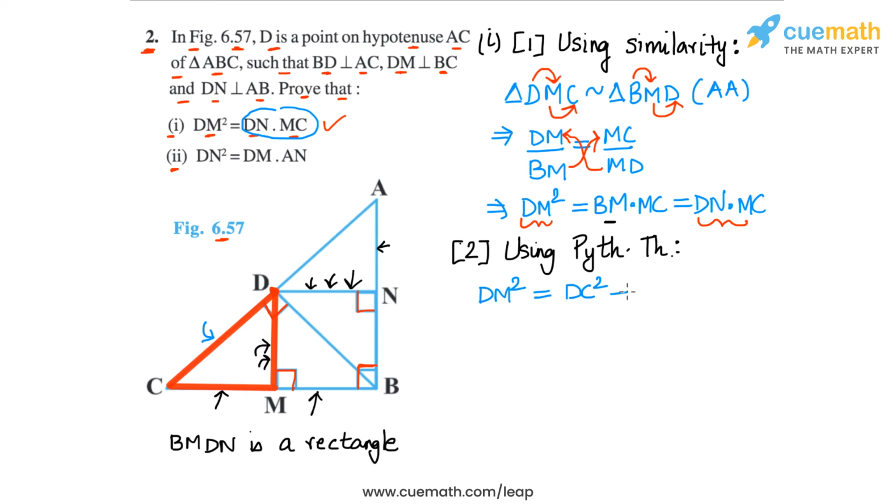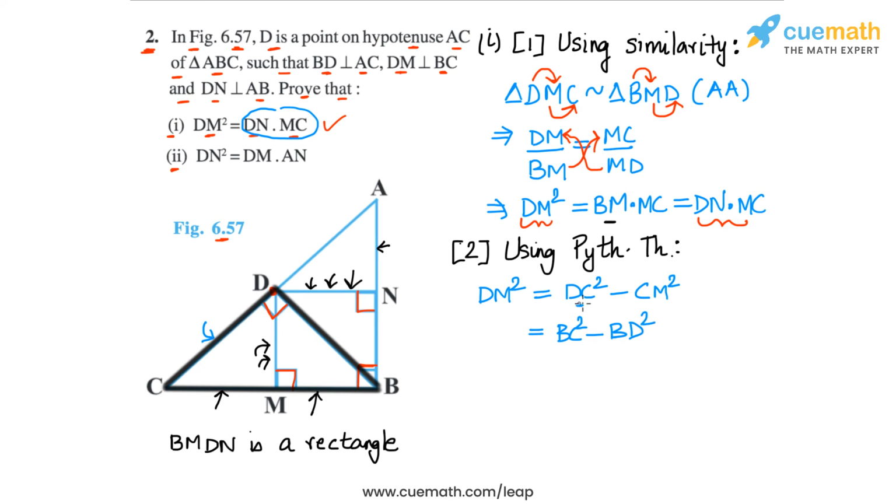So DC square minus CM square. Okay, now what we are going to do is we are going to consider the triangle BCD, this triangle that I have highlighted, and in this triangle DC is one of the sides. DC is not the hypotenuse, DC is one of the other sides. So we are going to write DC square now as the hypotenuse BC square minus BD square.